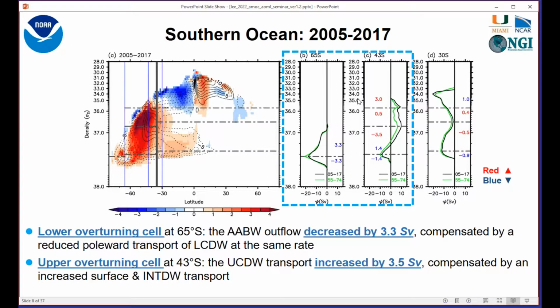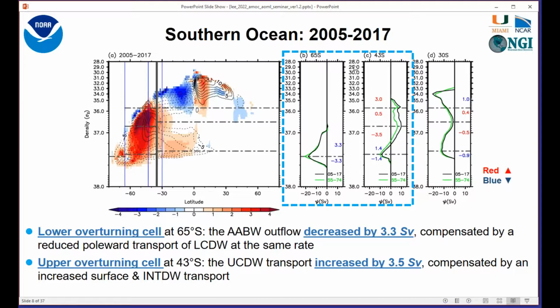And let's move to 43 degrees south. That's at the center of this upper cell. So the green line is the reference period, and the black is for this period. You see that the upper circumpolar water, this part right here, has increased by 3.5 sverdrups. That's a lot because the mean transport here is only about 10 sverdrups. That is compensated by the northward transport increase by the surface and intermediate depth water at this latitude. And of course, you see the reduction of the Antarctic bottom water transport and lower circumpolar water transport.